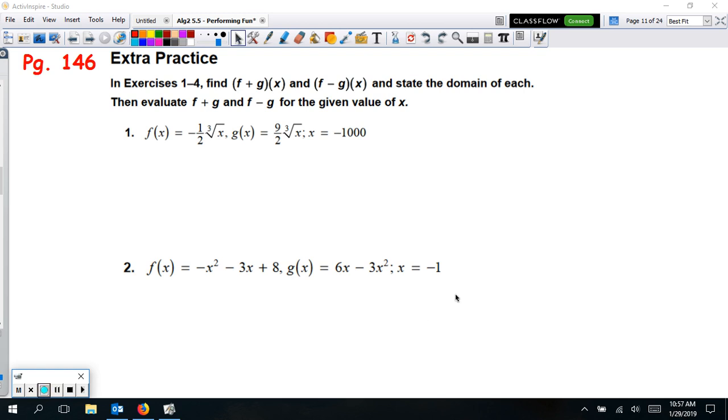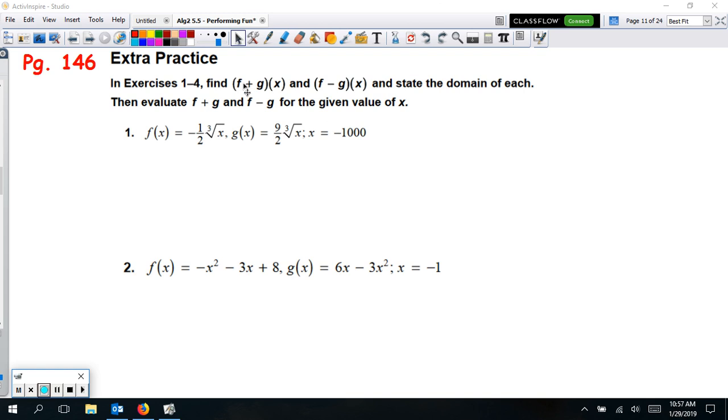Okay, so on page 146, for 1 through 4, it's asking us to do a few things here. So we're going to read this up here. It says we're going to find f plus g and f minus g. We're going to do that to both problems and state the domain of each. It just asks for domain, not range, so just domain. That would be what the x would be for the x-axis on a graph. Then evaluate the result for f plus g and f minus g for the given value of x. So it gives you a number for x right here. On this one it's negative 1,000. Over here it's negative 1 on number 2.